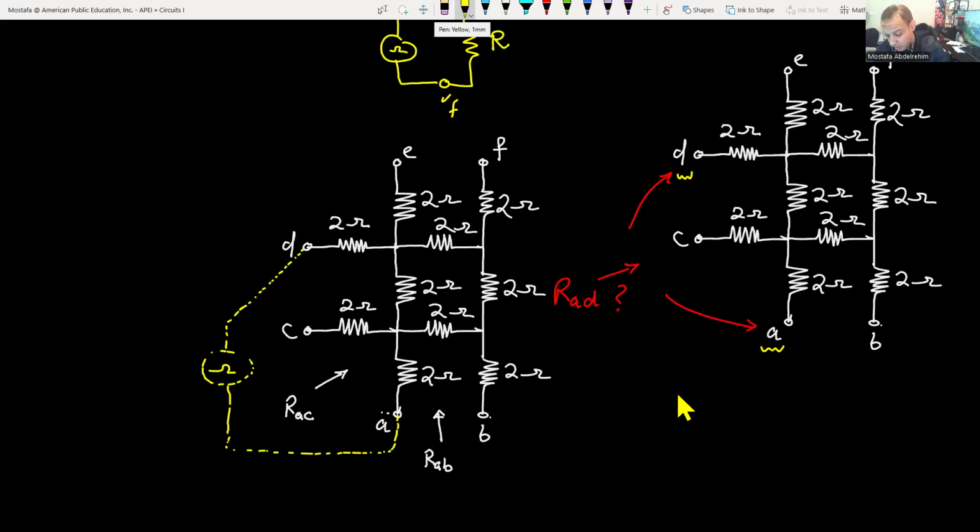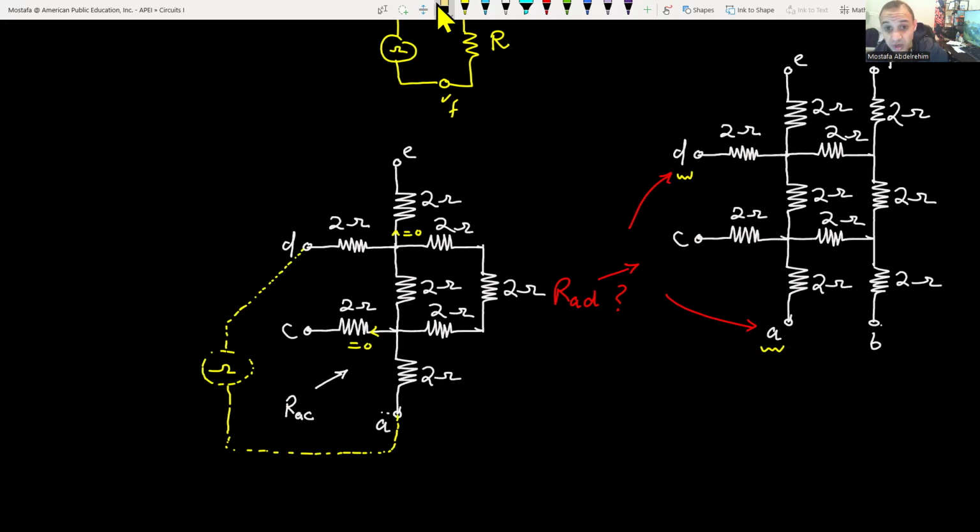Good. But still now C, B, E, and F are floating, open circuit. So the current in here is zero, the current in here is zero, the current in here is zero, the current in here is also zero. So basically you can remove all these floating branches. This is something 100% correct. You can do it in any circuit in which it asks for the equivalent resistance. And we end up with this sub-circuit, let's say.